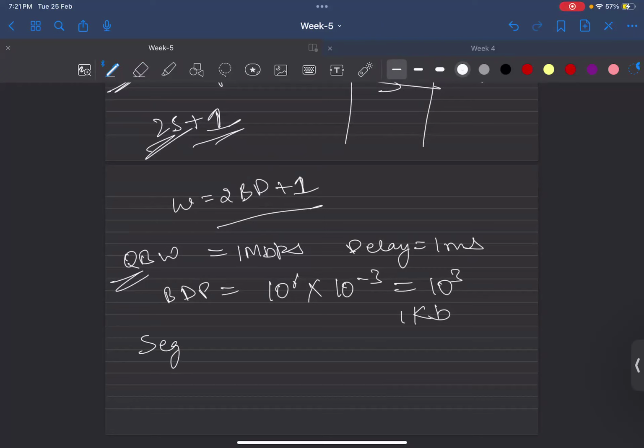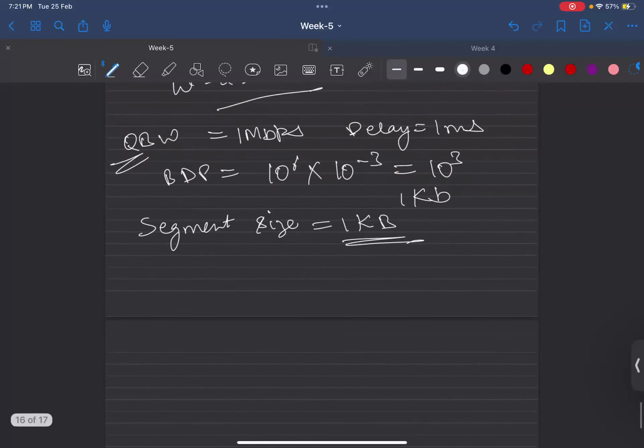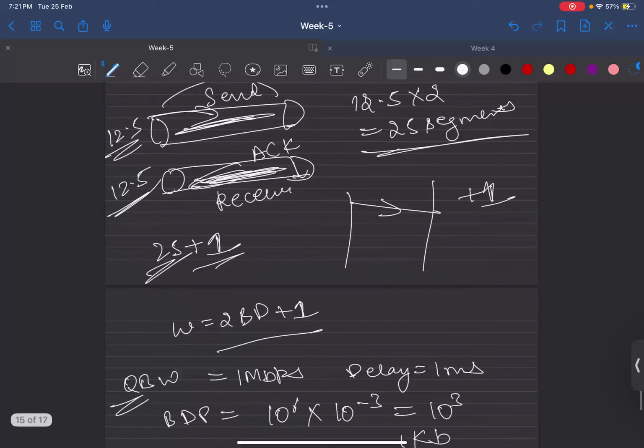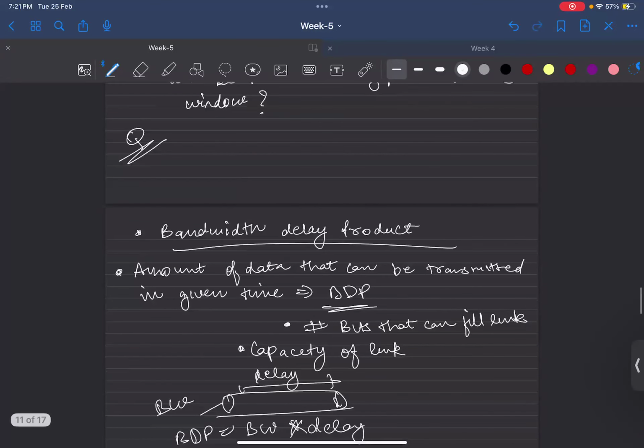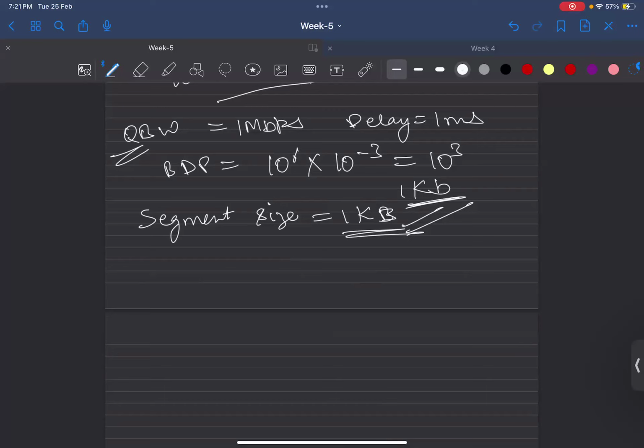And suppose the segment size is 1 kilobyte. Now, which means that we cannot hold the BDP. What is BDP? As we have done here, the amount of data that can be transmitted in the given time. And the segment size is 1 kilobyte, whereas the amount of data which can be transmitted is 1 kilobit, which means that the segment size is much larger than the amount of data which can be transmitted. The link cannot hold the entire segment. So multiple segments are sent.